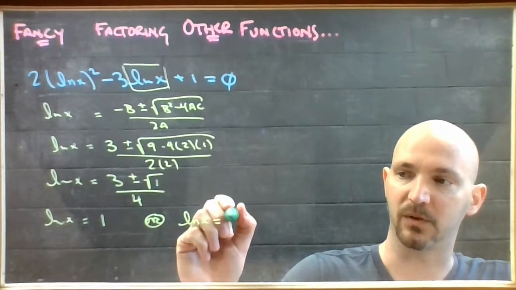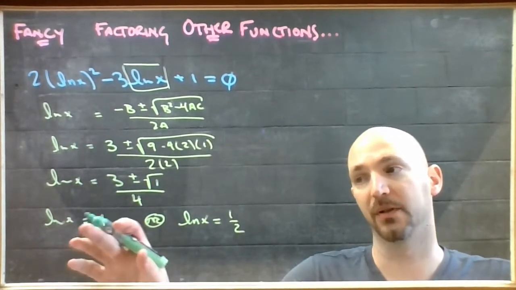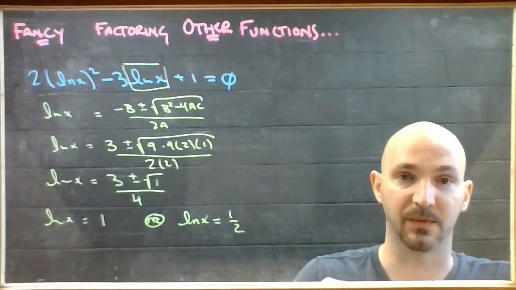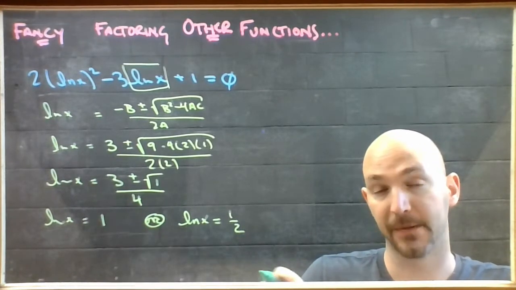2 divided by 4 is 1/2. So either ln x equals 1 or ln x equals 1/2. I have my two cases, so I just have to finish them off.